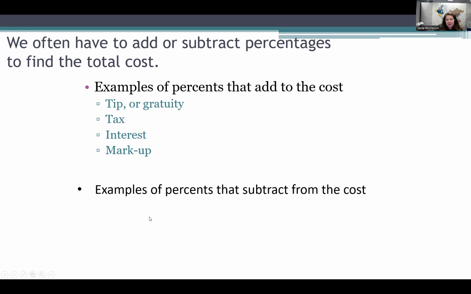Examples of percents that subtract from cost. Now these things all make the price that you pay higher. Sometimes you get to pay less than the original cost. When something is on discount, when you have a coupon, if there's a sale in the store, it might say 30% off, or if there's a markdown sale.